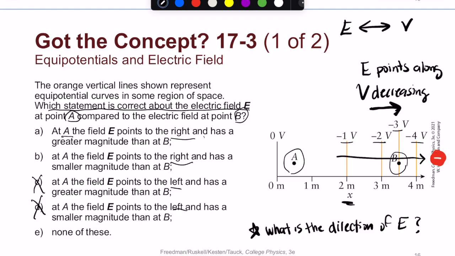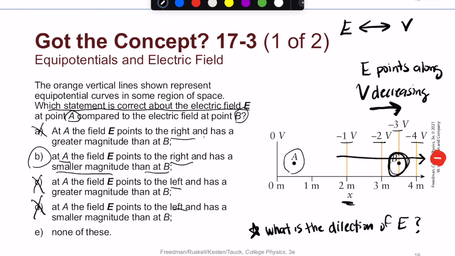Since I am going to be closer to the negative charge in the direction that the E field is pointing, I should have a stronger E field the closer I am to the charge, right? So the magnitude of B should be greater than the magnitude of A. Let's see which one correctly states that. At A, the field points to the right and has a greater magnitude than B. No, A does not have a greater magnitude than B. B has a greater one than A. In other words, A has a smaller magnitude than B, right? So B is the correct answer.